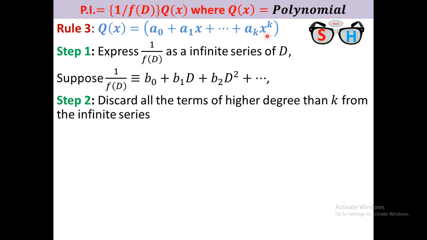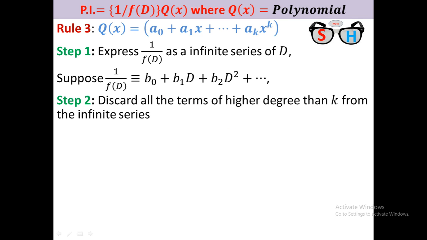And similarly, if you apply D to the power k plus 2, D to the power k plus 3 and so on, the result will be 0. Therefore, a maximum operator of degree k, if you use on this, then the result will be constant. After that, this will be 0. So I write: discard all the terms of higher degree than k from the infinite series.